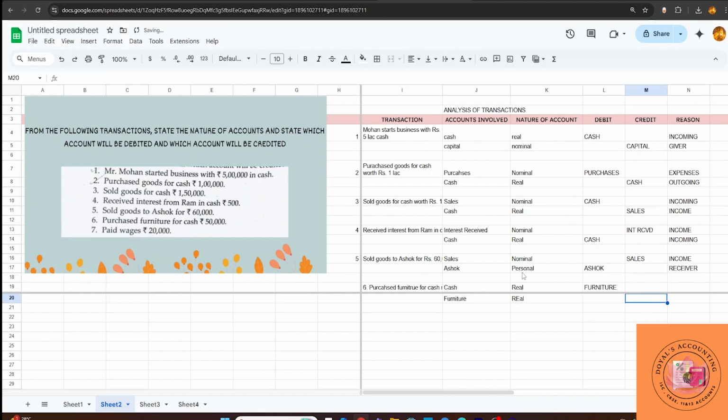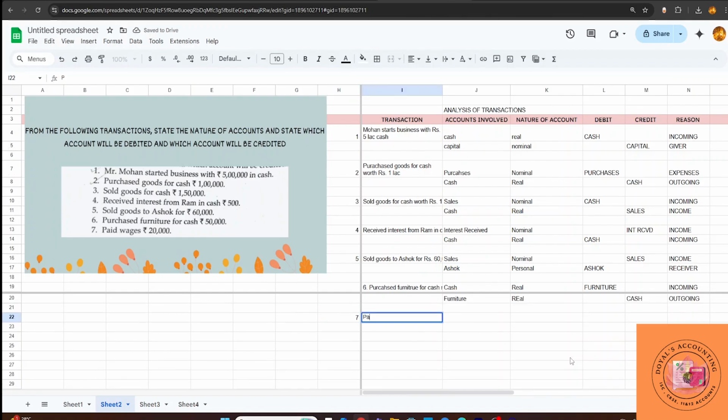And what is going out? Cash. We are paying cash to acquire the furniture. Cash is going outside the company. That is why we will credit cash. Furniture is incoming, cash is outgoing. Like calls, incoming, outgoing, incoming, outgoing.